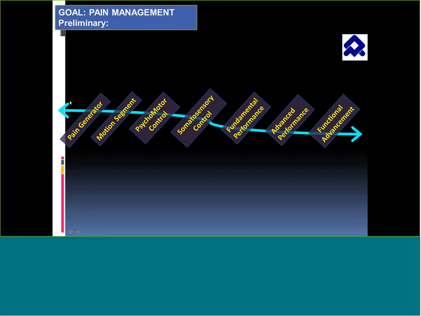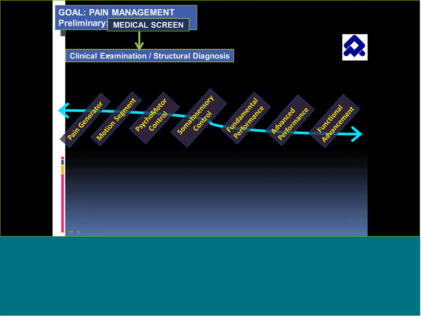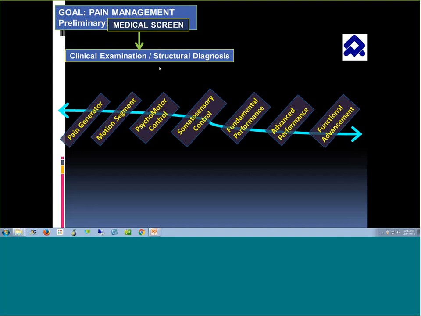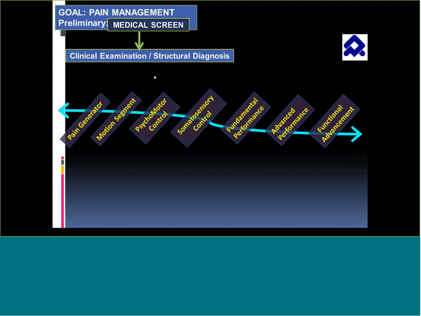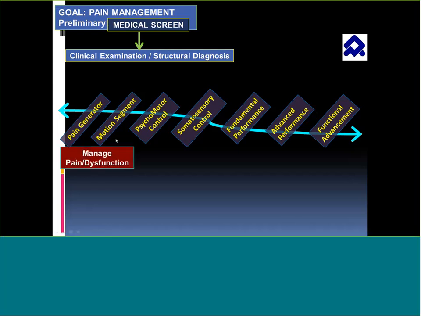One of the first questions we ask for people who are showing up with pain is, how can we address their pain successfully? And what we have to do is a medical screen. A medical screen creates a clinical examination so that we can arrive at a structural diagnosis. Our testing helps people arrive at a structural diagnosis. When we have a structural diagnosis, we get to take a look at that, educate the patient about it, and then begin to manage that pain and dysfunction at the motion segment.